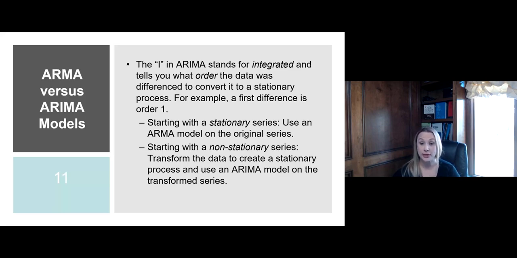Starting with a stationary series, you will use an ARMA model on the original series. If you start with a non-stationary series, you have to first transform that data to create a stationary process, and then you'll use the ARIMA model on that transformed data series.